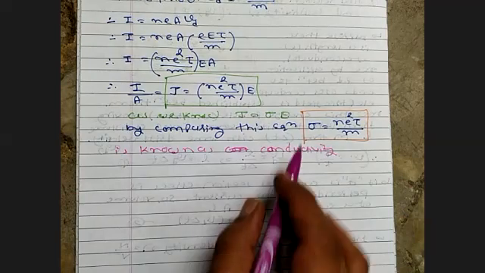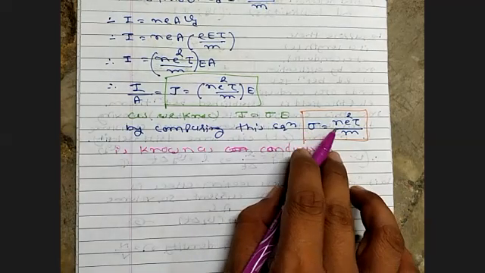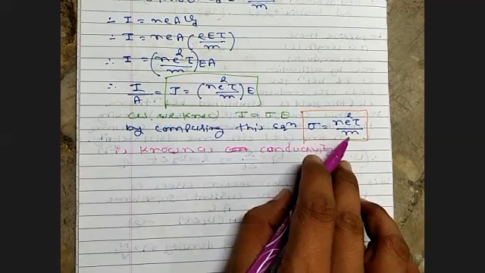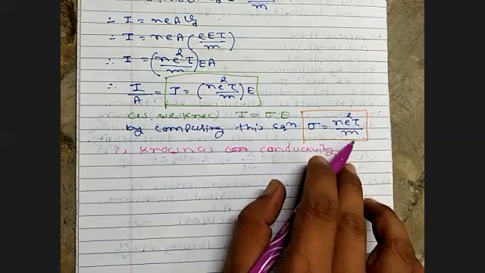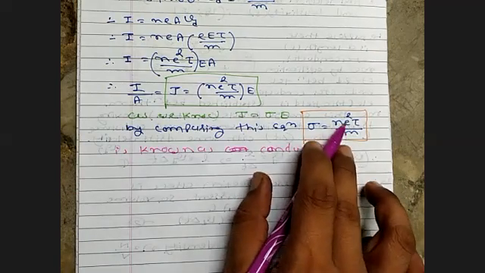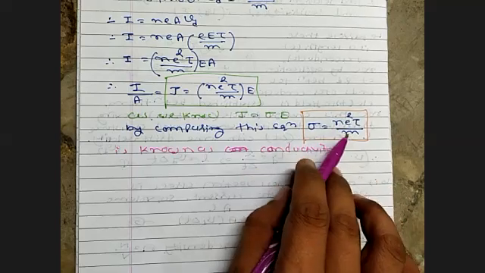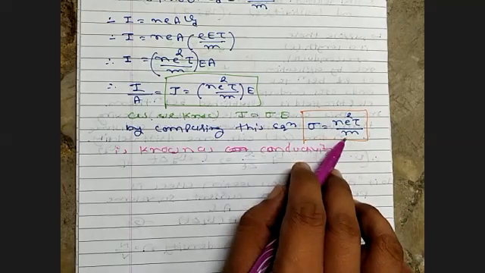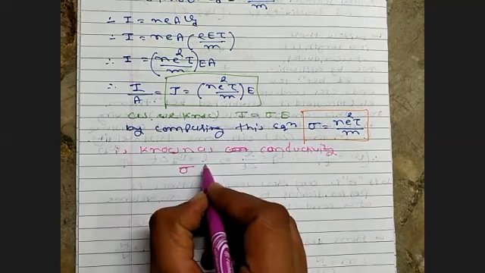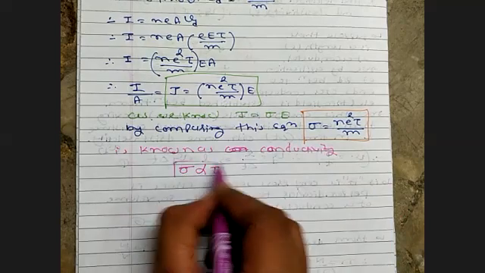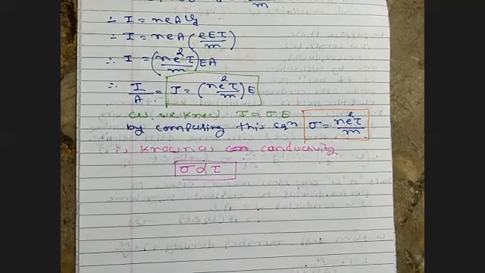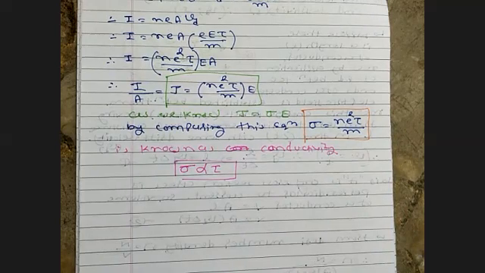Sigma is the conductivity. That conductivity depends upon the number density, the relaxation time, and the mass of the electron. You see, the charge to mass ratio E by M is also here, squared. So E, N and M are constant, and sigma is proportional to tau. What does it mean? It has some particular meaning.